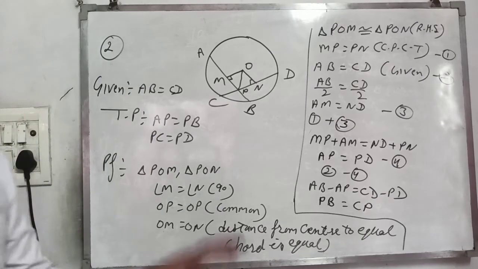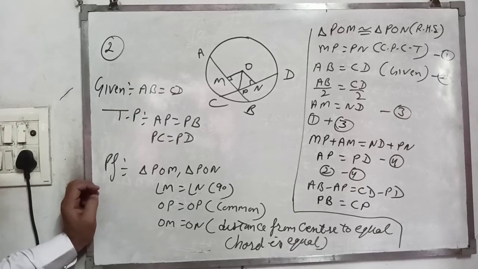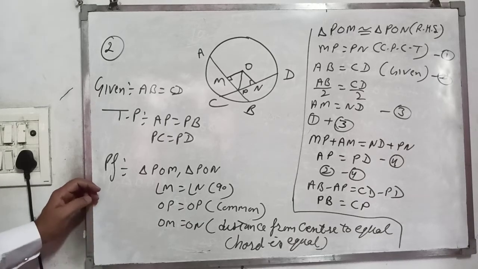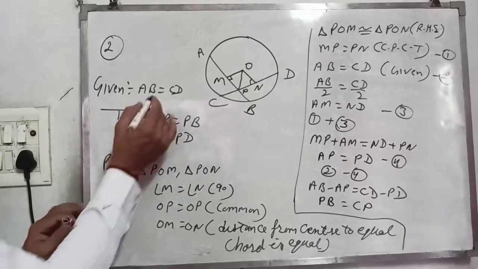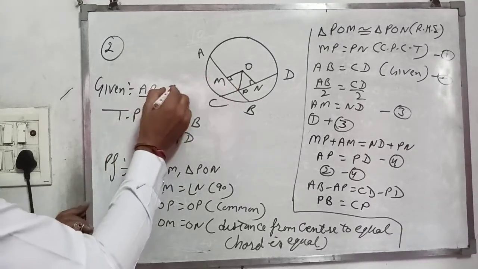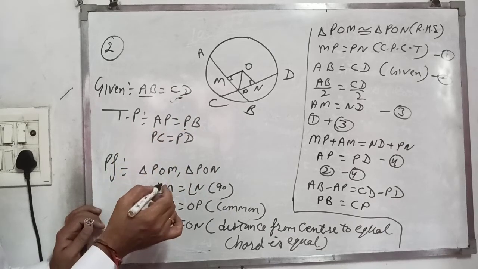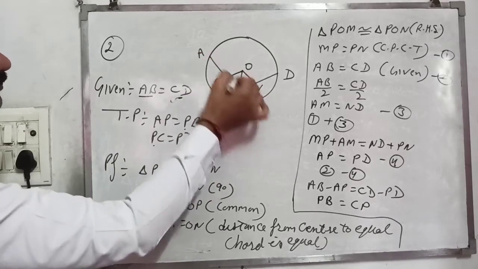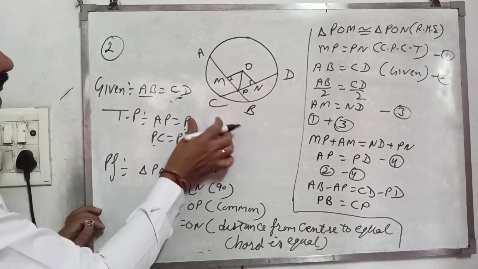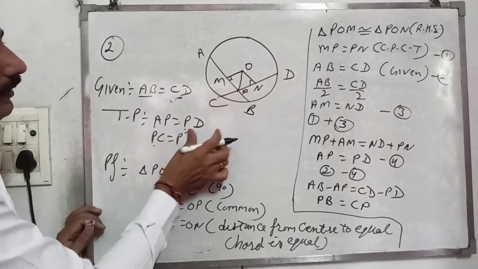Hello students, so come to the next question, question number 2. If two equal chords of a circle intersect within the circle, prove that the segments of one chord are equal to the corresponding segments of the other chord. Here it is given AB is equal to CD. We have to prove AP equal to PD and PC equal to PB.